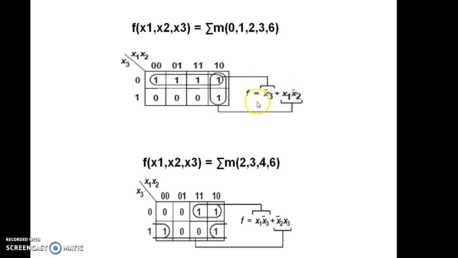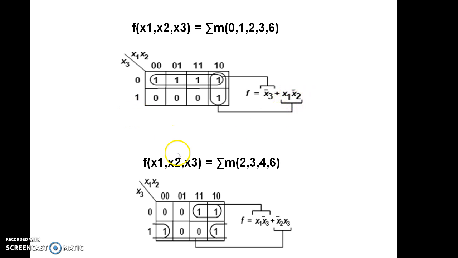Plus one more possible pair is there. It is two adjacent cells. Its value is 1, 0. So we write it as x1, x2 bar.